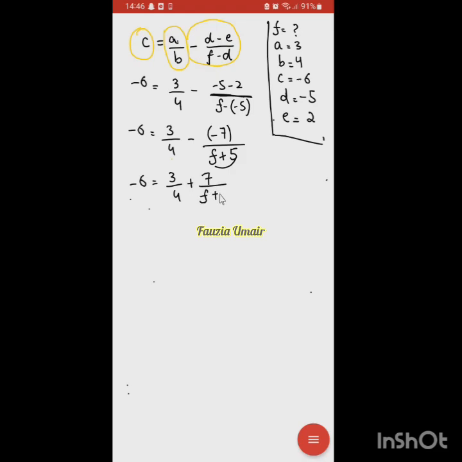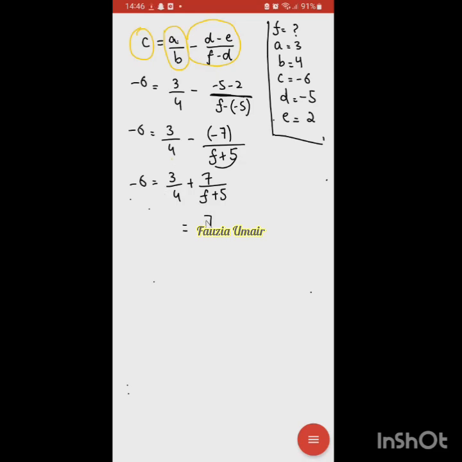5. So now do you understand, Zainab, how the three terms, you can still see the three terms. One is this -6, second is 3/4, and third is 7 by F plus 5. There are three terms in the question. So now we can take this plus 3/4 on the other side of the equation.